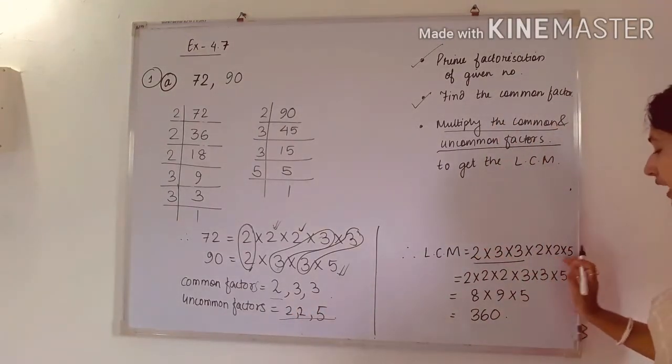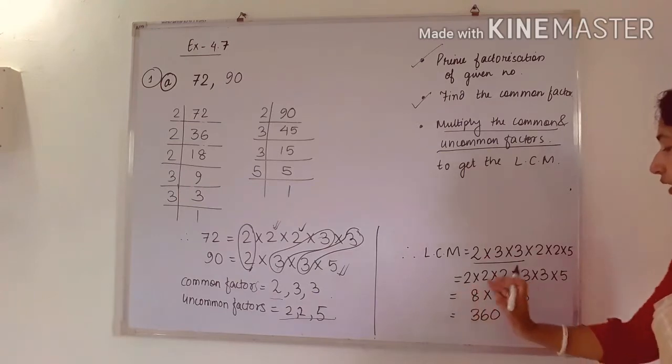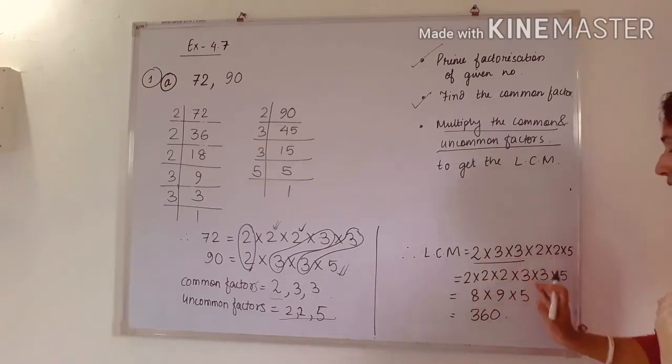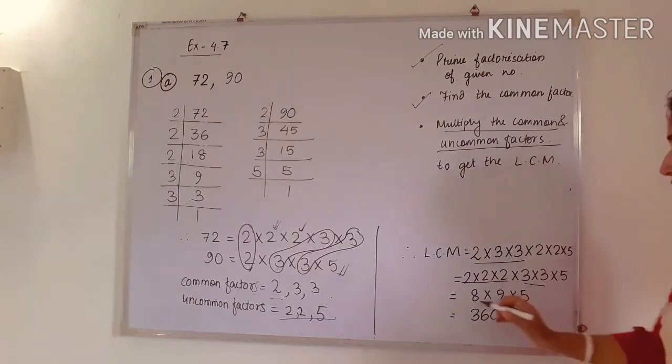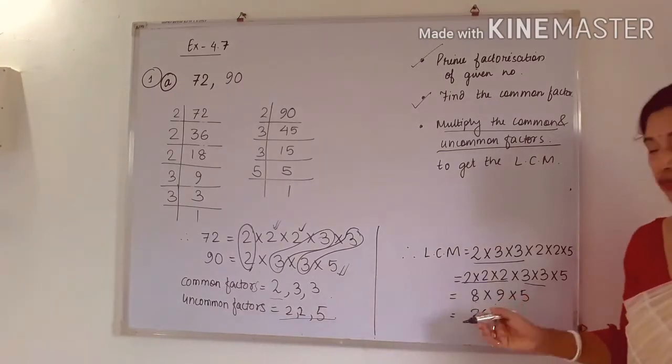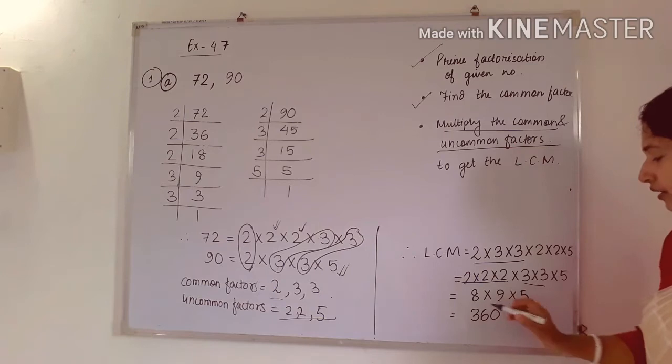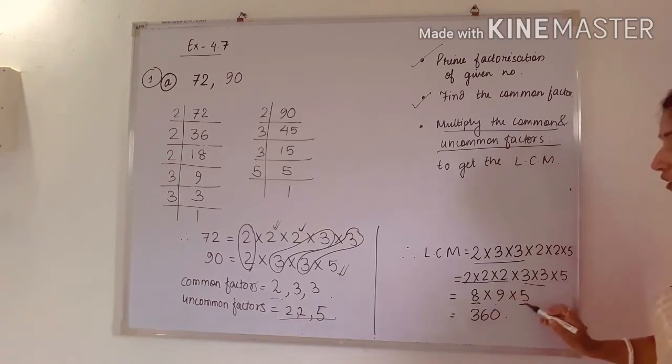First of all, take all the 2s to one side. Again separate the 3s, then the 5. So 2 into 2 into 2 will be 8, 3 threes are 9, and this is 5. You can directly do the multiplication, no need to use rough work. See here, 8 into 5 will be 40, and you can multiply.